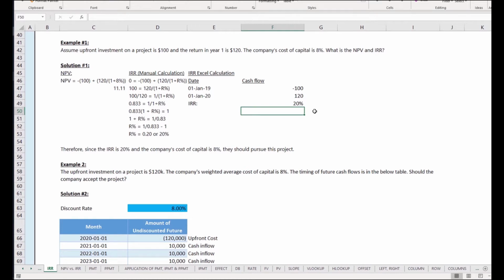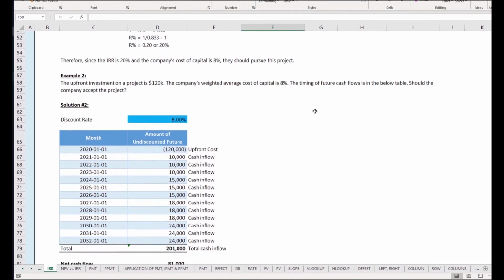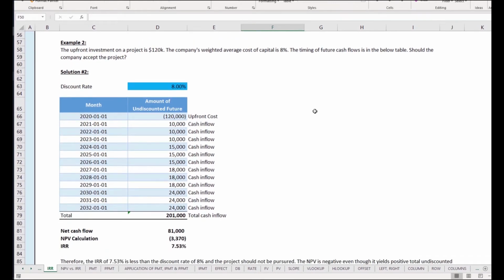So the IRR is 20% and the cost of capital is only 8%. As a result, this would be a worthwhile investment for the company to make since IRR is greater than the cost of capital. Let's take a look at another example.